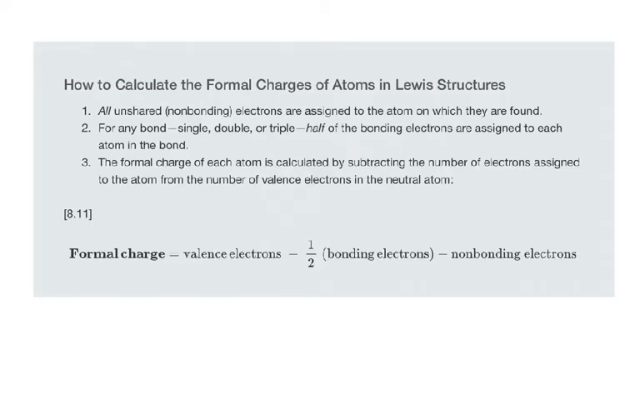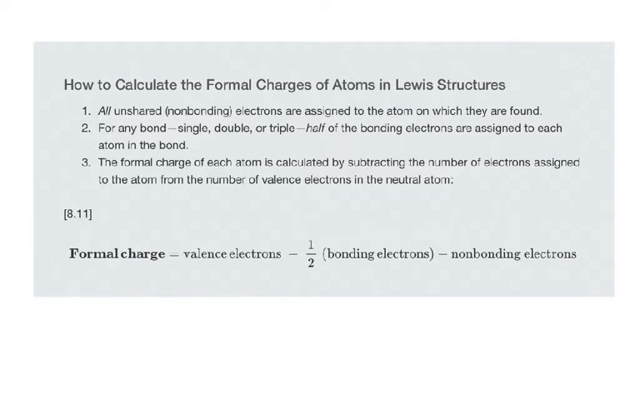Welcome everyone. Today we're going to use something called formal charges to determine the most stable Lewis dot structure for a given compound. As you can see at the bottom here, we have a formula on how to find formal charge. We get the valence electrons for that particular atom, and then subtract half of what are called the bonding electrons. The bonding electrons are the ones that form bonds.